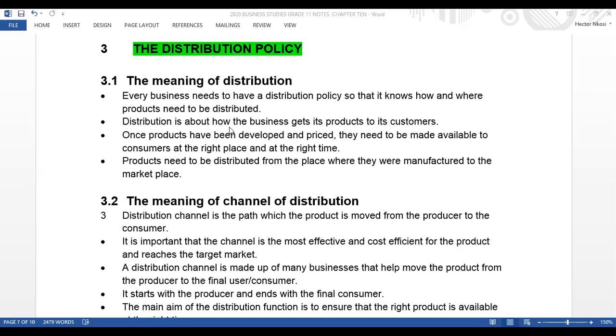So I'm just going to explain in terms of business studies what we mean by distributing. Remember, distributing is basically when you send something to different places, right? That's when we talk about distribution. Now we know that every business needs to have a distribution policy so that it knows how and where products need to be distributed, right?